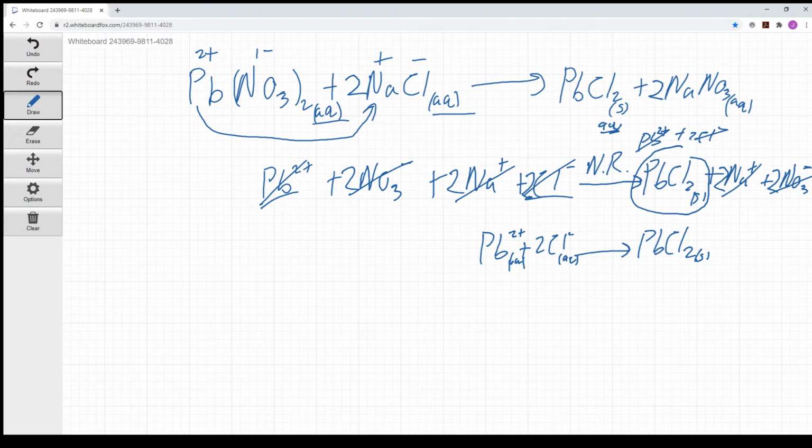For Series B, we can almost treat it just like one of these double displacements with an extra step, and that's because one of the products is made. So Series B is going to have a carbonate reacting with an acid. So let's say we had HCl, aqueous.